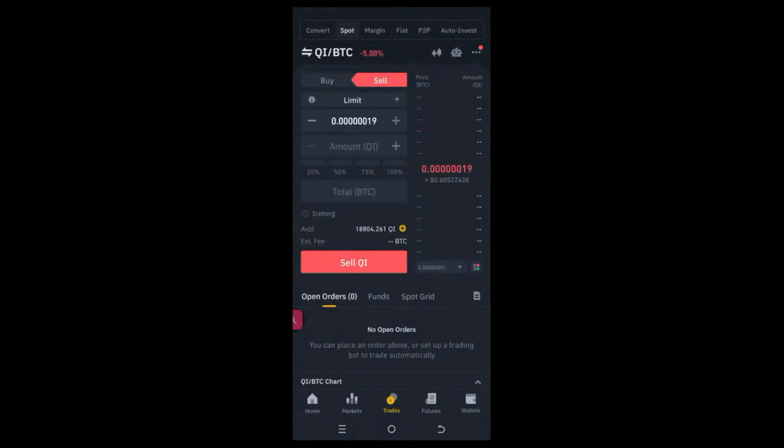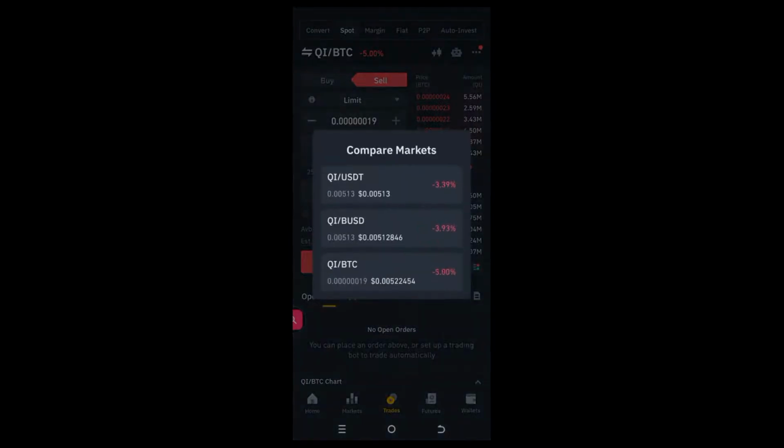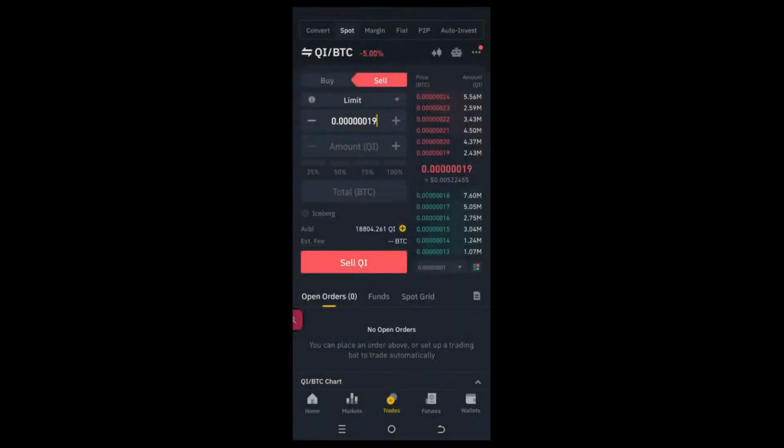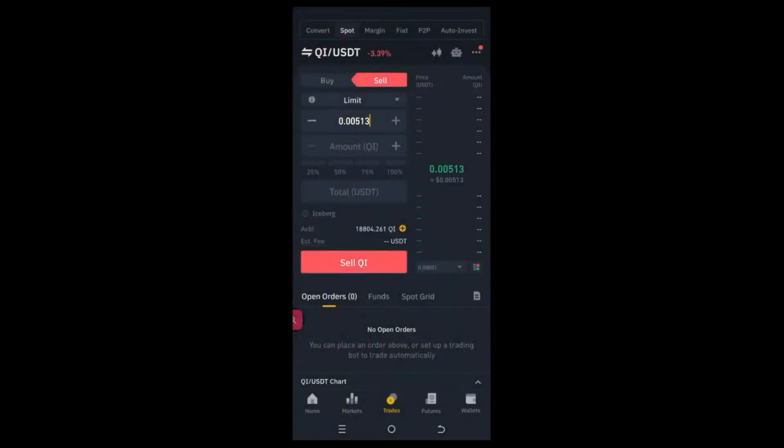We'll set a sell limit, and that's all we're going to do. So let's go and check. We're just going to have to wait. Oh no, this is QIBTC. Let's go back to QIUSDT. So we're going to set a sell limit and just wait for it to execute. We don't know how long this is going to take. A couple of days, a couple of hours.